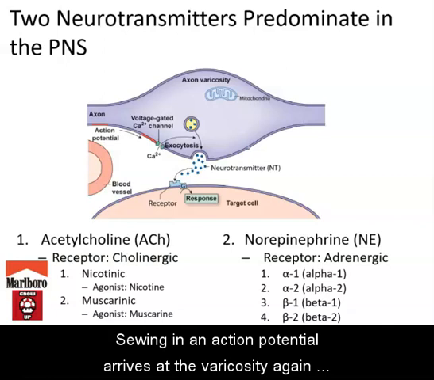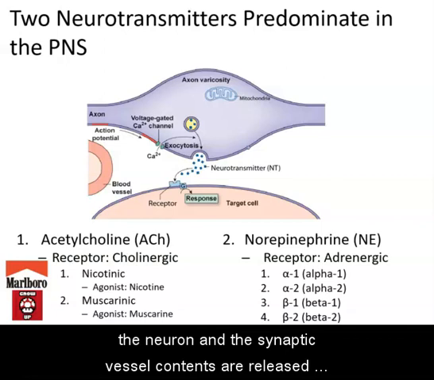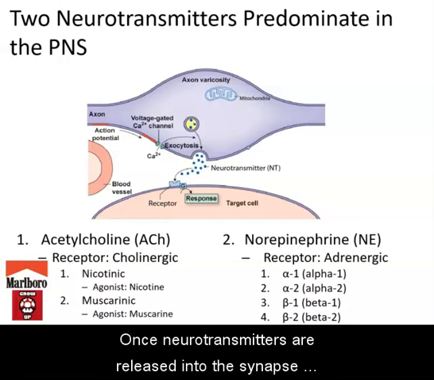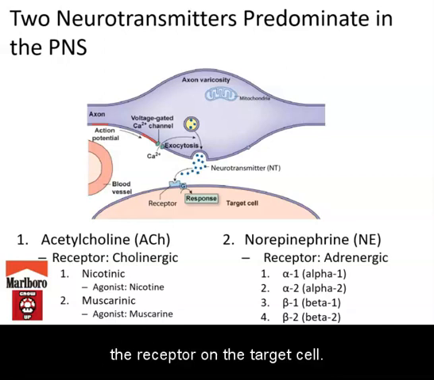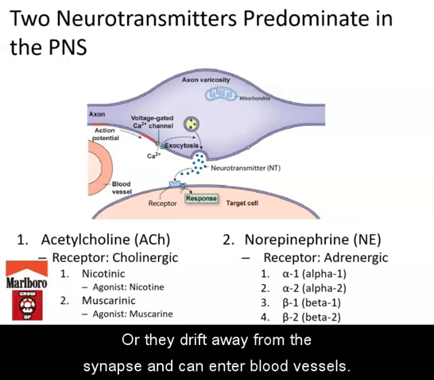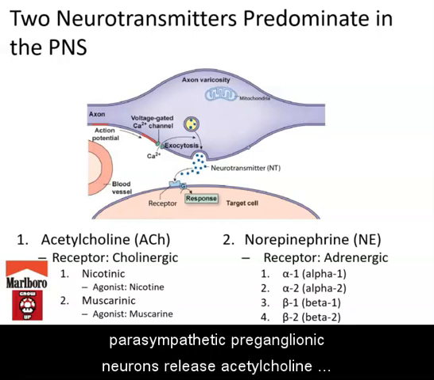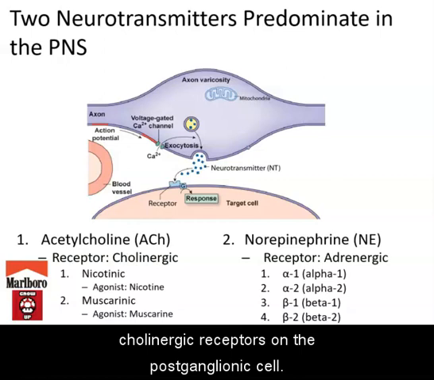So when an action potential arrives at the varicosity, voltage-gated calcium channels open, calcium enters the neuron, and the synaptic vesicle contents are released by exocytosis. Once neurotransmitters are released, they can either diffuse through the interstitial fluid to bind to the receptor on the target cell, or they drift away from the synapse and can enter blood vessels. We know that both sympathetic and parasympathetic preganglionic neurons release acetylcholine onto nicotinic cholinergic receptors on the postganglionic cell.